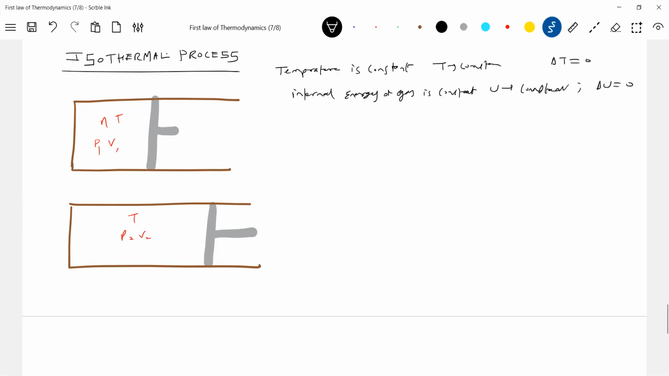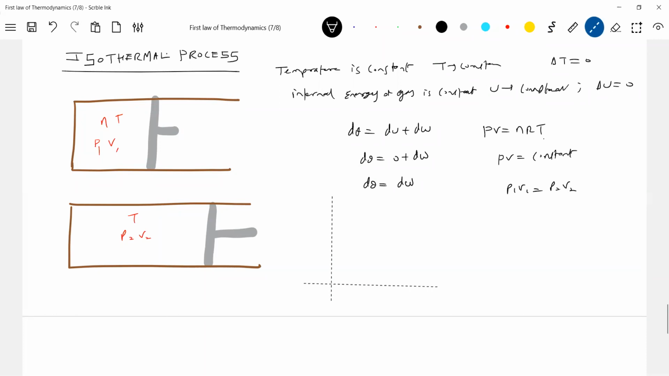So from the first law of thermodynamics, what we can write here, as we know, dQ equals dU plus dW. As dU is 0, and moreover the temperature is constant here, therefore PV equals nRT as temperature is constant. So PV is equal to constant. So then P1 V1 equals P2 V2. So it's a process in which pressure and volume are related like this. So the curve is a rectangular hyperbola.